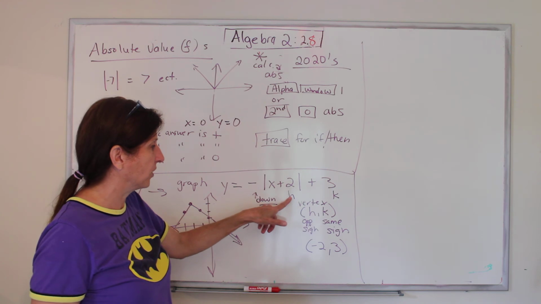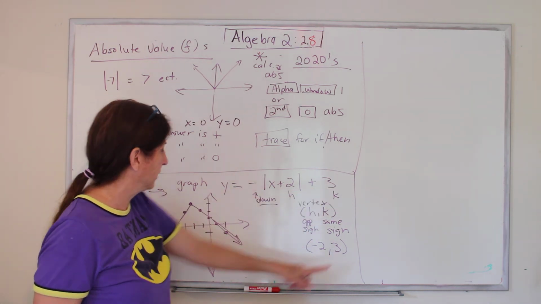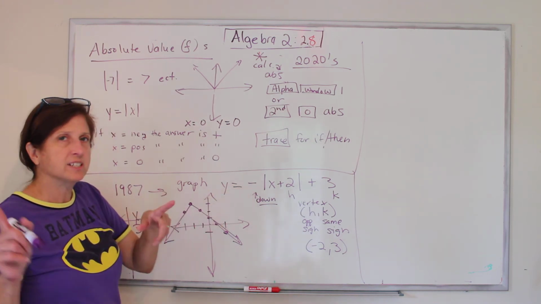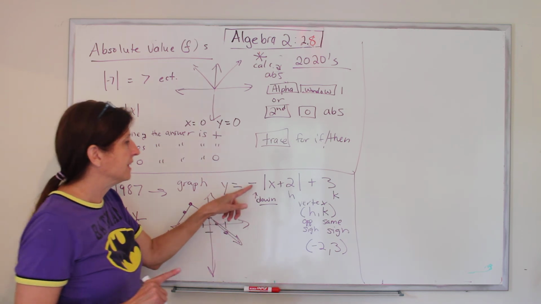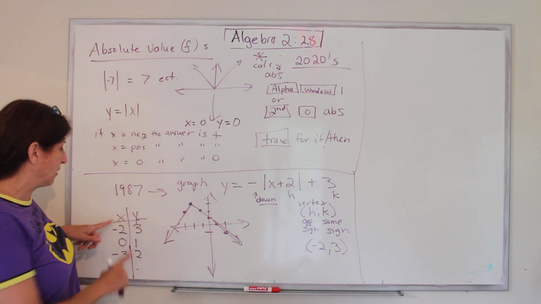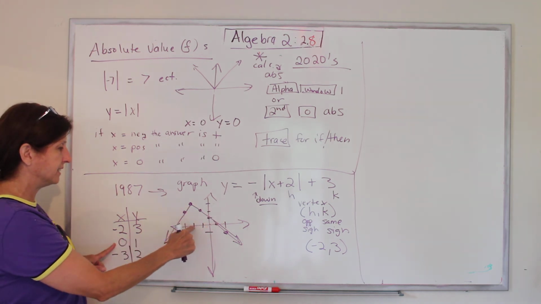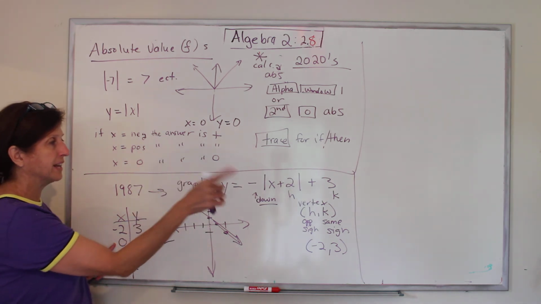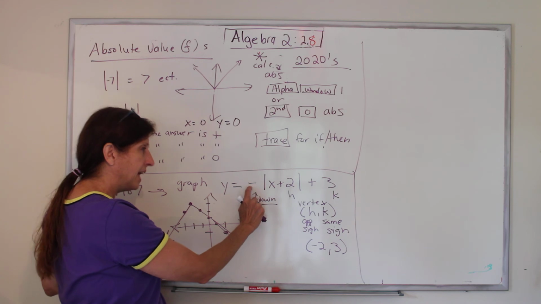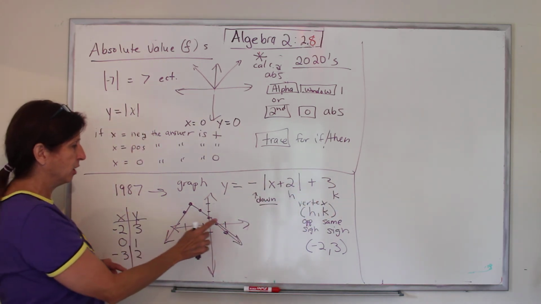That will tell you your vertex. So I do -2, opposite sign, +3, and I put a dot. Then this negative, just like parabolas, this tells me it's going to go down. So I try one. My first point of my if-then is the vertex. Then I try if x is 0, because I'm lazy and that's easy. 0 plus 2 is 2. The absolute value of 2 is 2, negative 2 plus 3 is 1. And I put a dot.